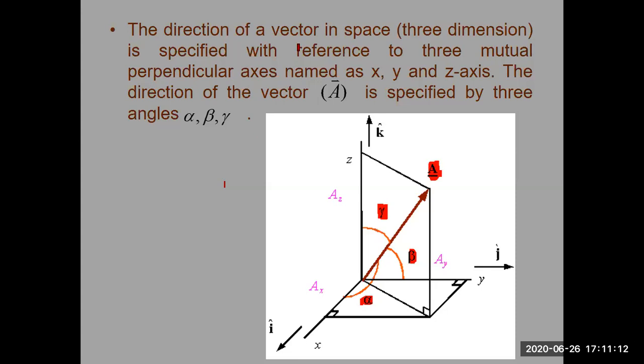So the direction of a vector in three-dimensional space is specified with reference to three mutually perpendicular axes x, y, and z. The direction of the vector A is specified by three angles, that is alpha, beta, and gamma. Alpha is along the x-axis, beta is along the y-axis, and gamma is along the z-axis. So these three angles show the direction of this vector between the three axes.